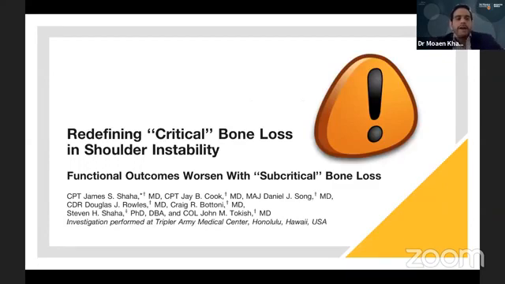So there's a lot of interest in what is critical bone loss, and traditionally we have said more than 20 to 25% of bone loss requires bone grafting, but some recent studies by Dr. Tokish and others have really suggested that perhaps in certain populations, like military populations or in high impact athletes or combat athletes, this is actually an overestimation of the amount of bone loss.